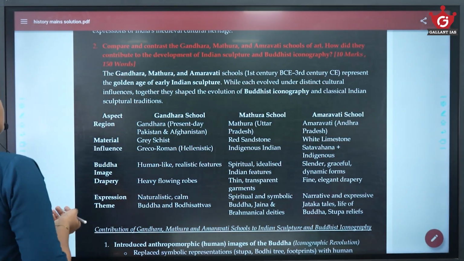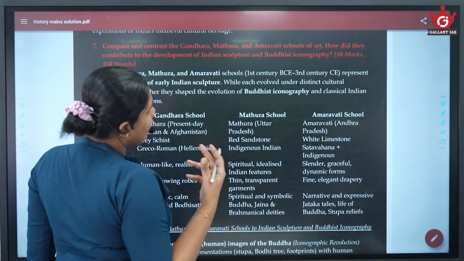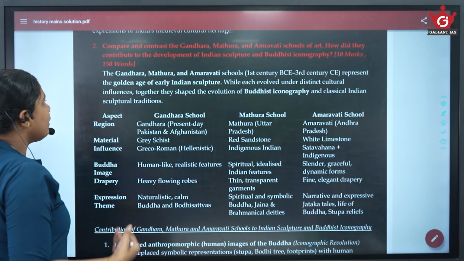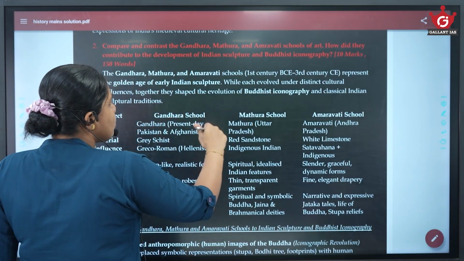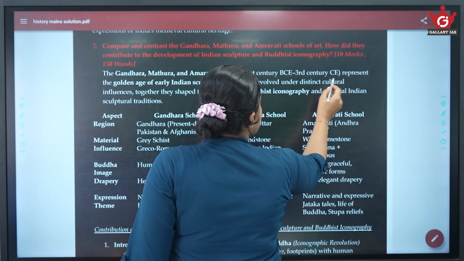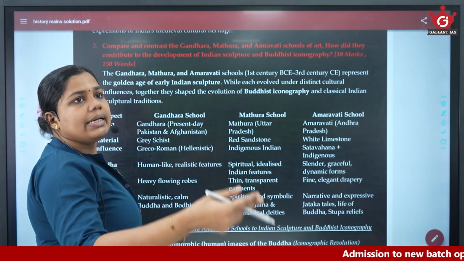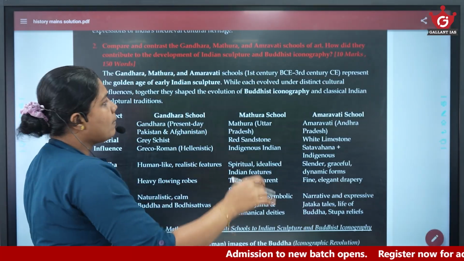Okay, you can give an introduction. If any current happenings have occurred, you can give a current-based introduction. Otherwise, this would be fine. For the Gandhara, Mathura, Amaravati schools, it would be better if you mention the time period so that the examiner can get a clear idea that you know this very correctly.